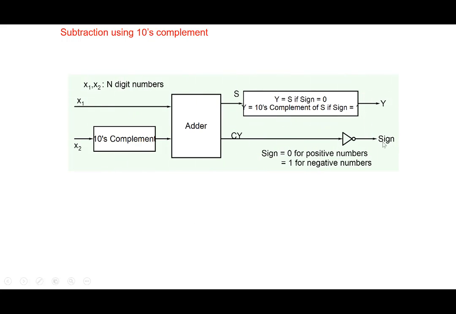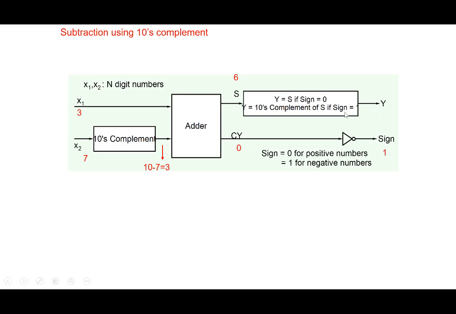All right, let's do the other case. Suppose this was 3 minus 7. We take the tens complement of 7, which is 10 minus 7, basically 3. We add up 3 plus 3, we get 6 here, and the carry is 0. So the output sign will be 1, which means that the number is negative. That's the sign of the number. So when it is 1, it is negative.